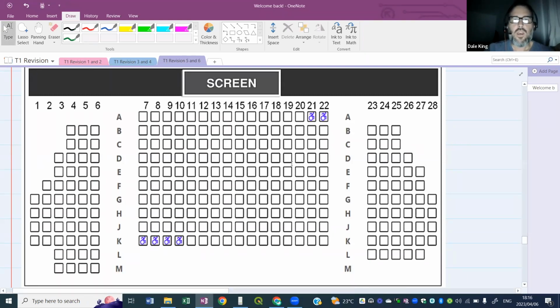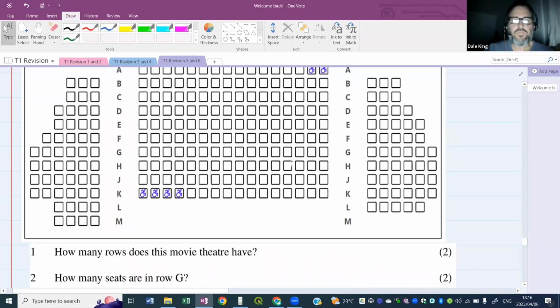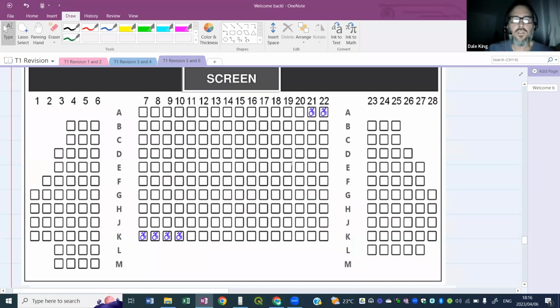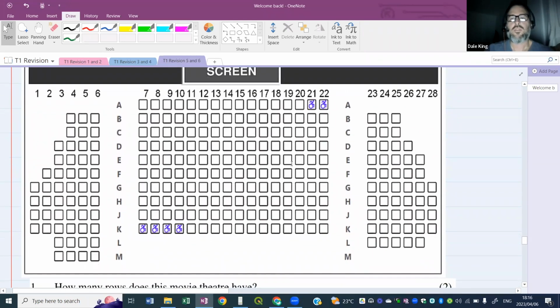All right, let's go to the first question. How many rows does this movie theater have? Quick and easy. How many rows does this movie theater have? The speed is fantastic, but is the quality good?